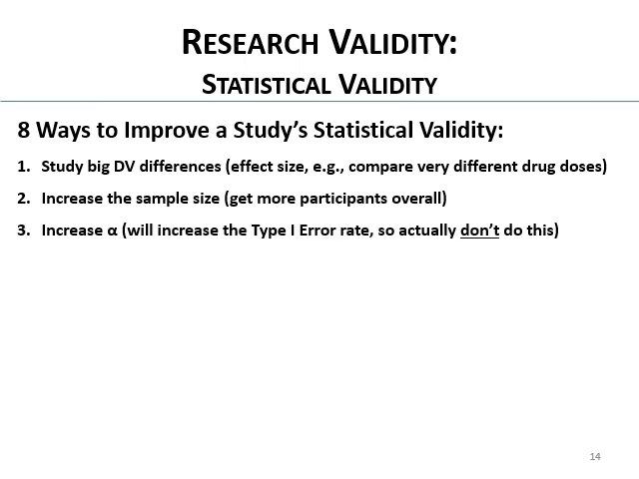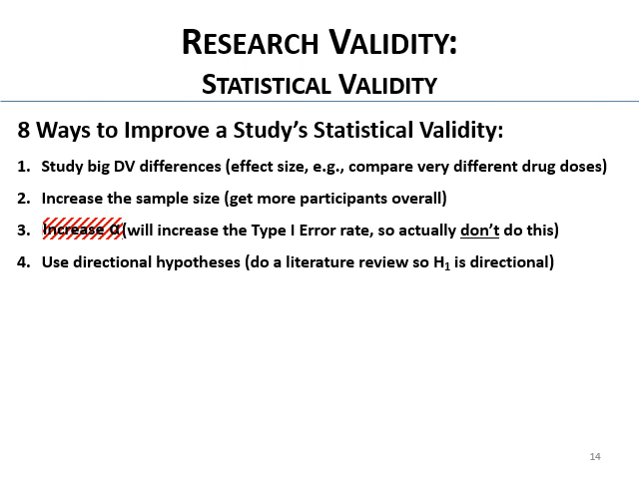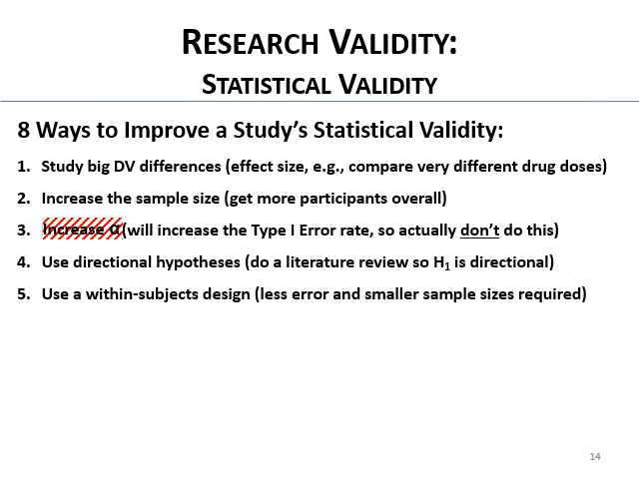So theoretically, you could increase your alpha, okay? You could increase your alpha. Unfortunately, that increases your type 1 error rate, so don't actually do that. So you could use directional hypotheses. So do a good lit review so that you have an alternative hypothesis that's directional that will give you more power. You could use a within subjects design. So if you could figure out a way to do a within subjects design, you have less error in your measurement of the DV. And another hint, you don't have to collect data on as many people. So within designs are the bomb.